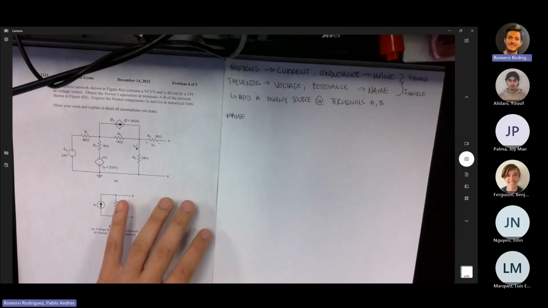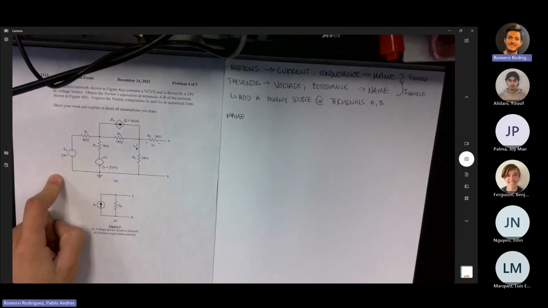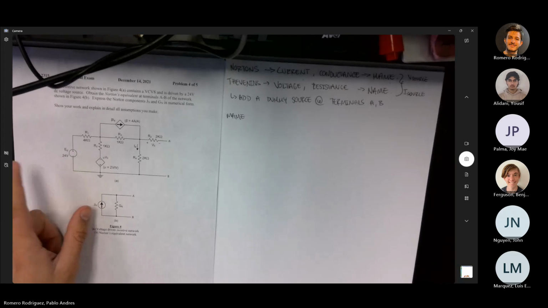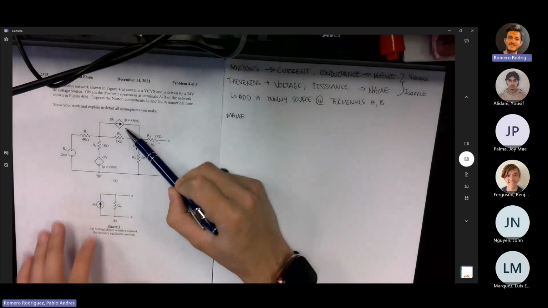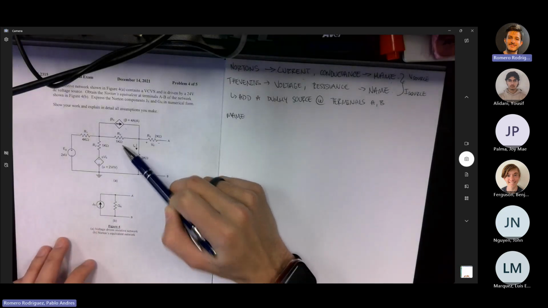There's just one single thing that I have to do in this problem for me to use mesh. And y'all figure it out. Wait. That's one of them. There's another thing that I have to do. Yep. I need to change this dependent current source into a voltage source.